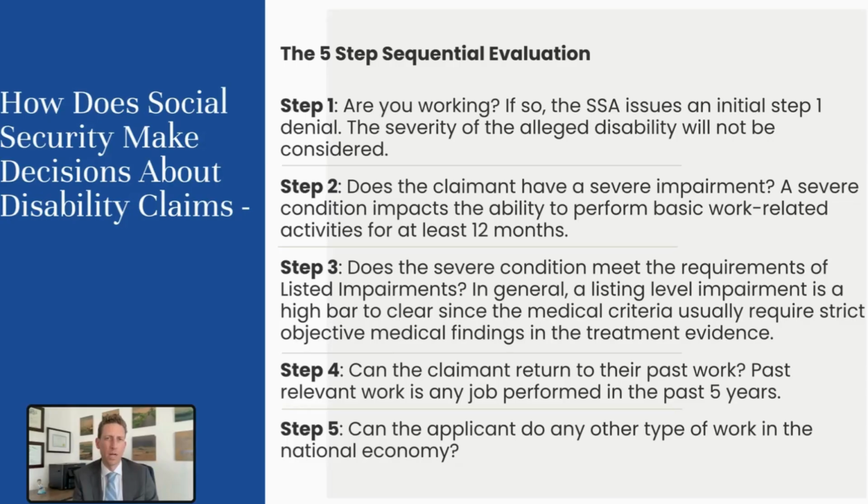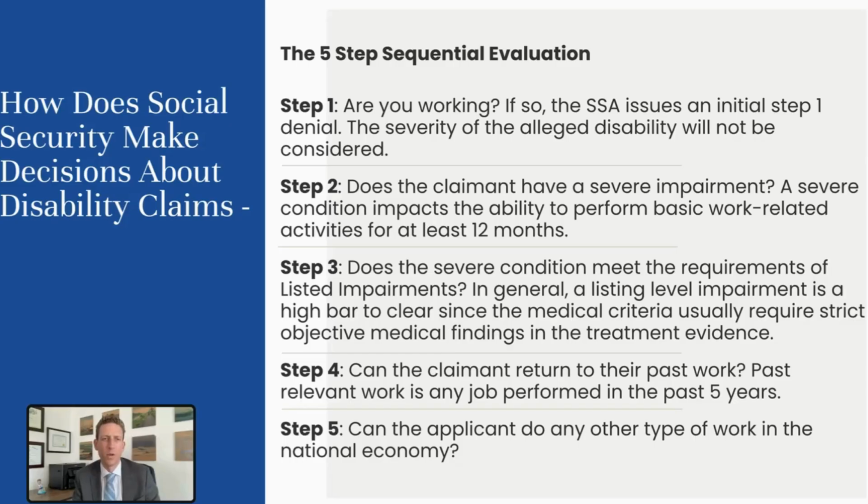If you're not working, Social Security proceeds from step 1 to step 2, which is, do you have a severe impairment? That is, do you have a medical condition that has lasted or can be expected to last 12 consecutive months? This is typically a lower bar. Social Security typically agrees most conditions, such as back pain or depression, things that have lasted for a while, will be severe impairments. So usually the hurdle is overcome at this step.